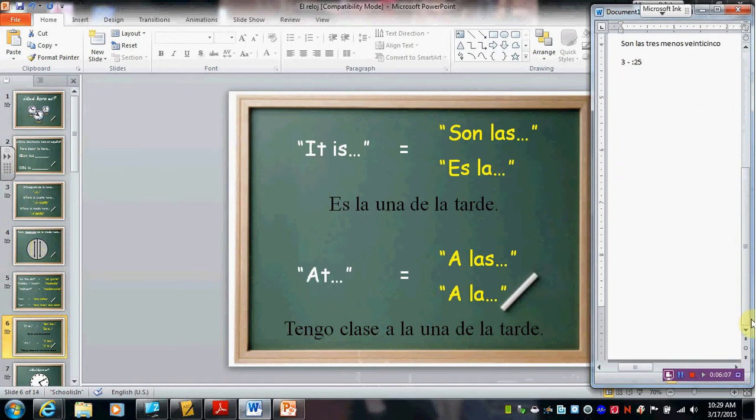Just like we mentioned earlier, there's two ways to start the sentence. Son las and es la. Son las is anything between 2 and 12, and es la is only for 1 o'clock.